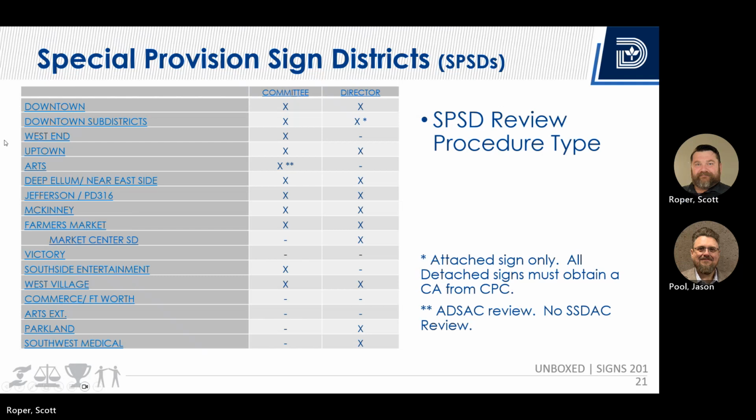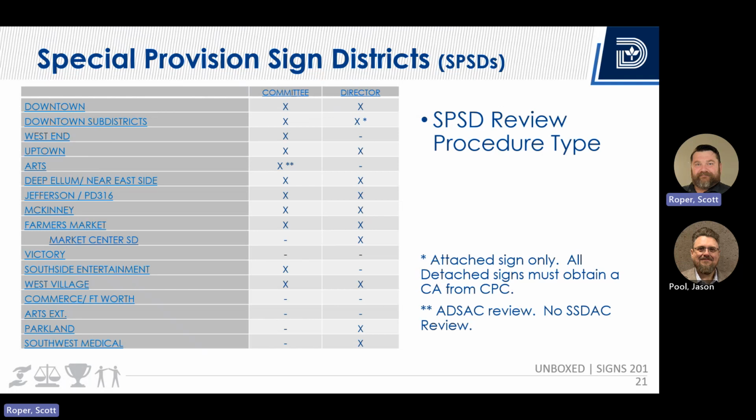So this will give you a short answer if this SPSD requires a committee review by CPC, or if you have the option of a director review, because some areas do not allow for director approval. Some areas, everything has to go to CPC. For instance, if you look at downtown sub-districts, everything goes to committee. You can get a director approval, but only for attached signs. Detached signs, regardless of whether they meet the criteria or not, have to go to CPC.